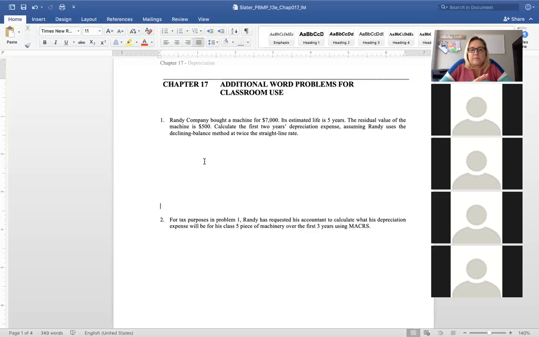But so Randy Company bought a machine for $7,000. Has an estimated useful life of 5 years and a residual value of $500. It asks you to calculate the first 2 years depreciation expense, assuming he uses the declining balance method at twice the straight line method. So let's see if I can do this.